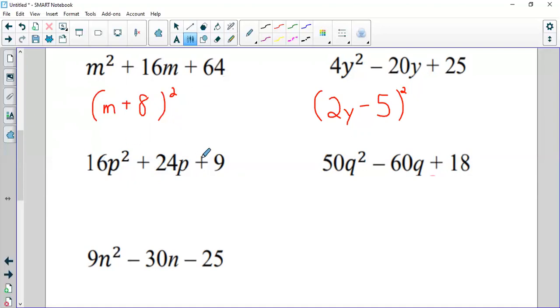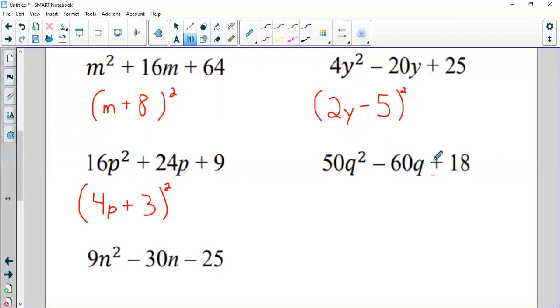Is the C term positive? Yes. A term, perfect square, yes. C term, perfect square, yes. All right, let's make one binomial. Take the square root of 16p squared, 4p. Take the square root of 9, 3. B term is positive, parentheses is positive. Check it out, 4p times 3 is 12p, doubled times 2, 24p. Jackpot. Square it, and I've got an answer.